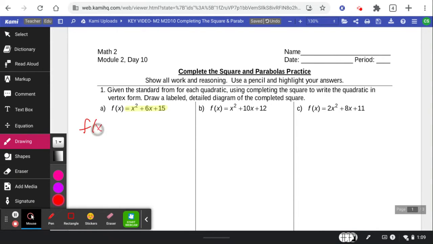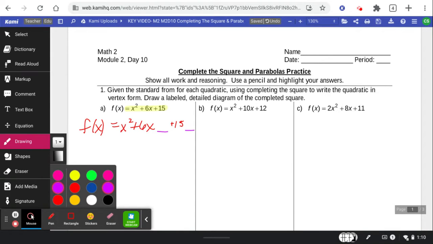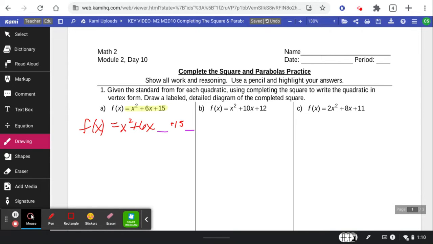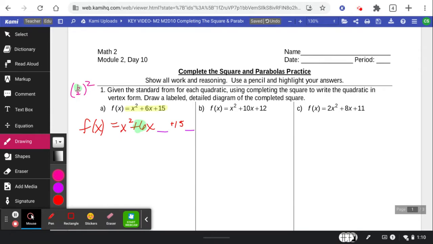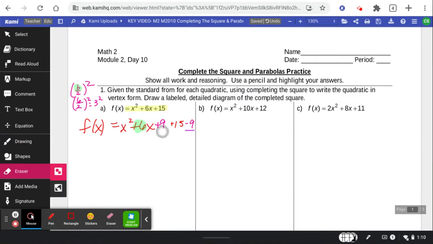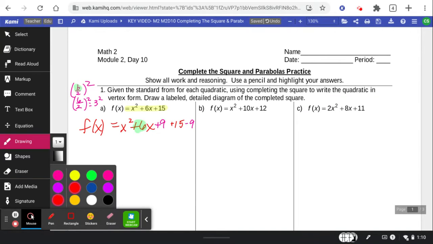So step 1, make space. I'm bumping the 15 over so I can make space here to complete the square. Step 2, in order to complete the square, I need to take half of the b, the middle term right here, is my b. So half of 6, you got it, is 3. 3 squared makes 9. It means I'm going to add 9 and subtract 9 to balance. I can't just arbitrarily add 9 to an equation. So I add 9 and then subtract 9 to balance.